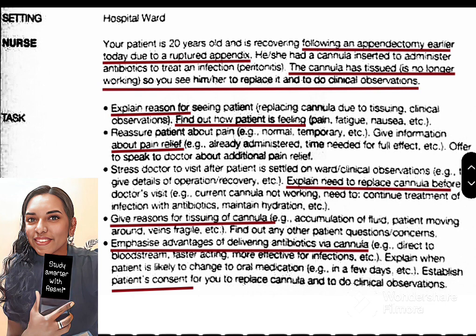Then the next thing will be, do you have any more concerns? The patient's answer will be, no sister, I don't have any more concerns. Okay, fine. Then we can tell that, okay, Mr. John, I hope I have clarified all your doubts. If you don't have any other question, may I proceed with replacement of cannula and your clinical observation? So that is establishing the patient's consent. You have to ask in that way: if you don't have any other question, may I proceed with the replacement of the cannula and clinical observation with your consent? That's enough. Then the answer will be, yes, of course you can. Then we can say thank you. So that is the winding up of this role play card.